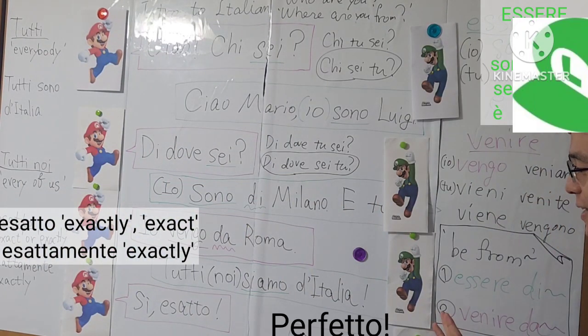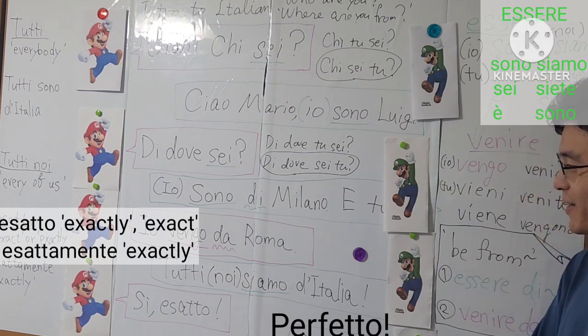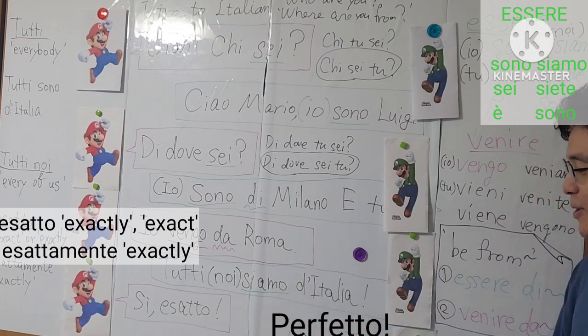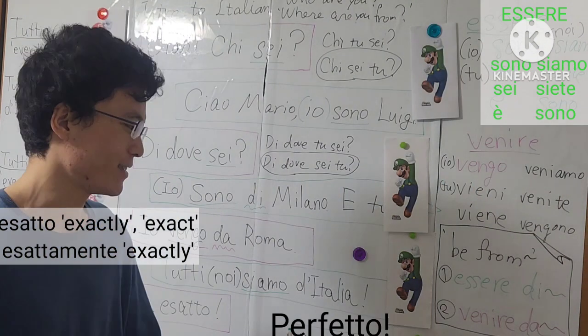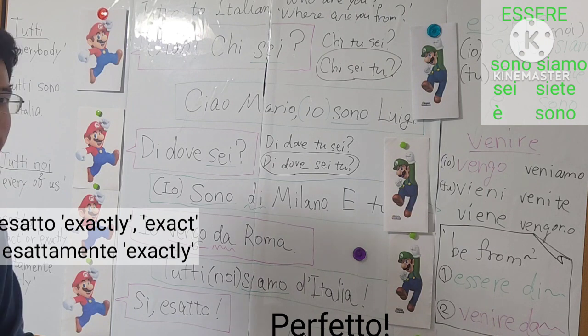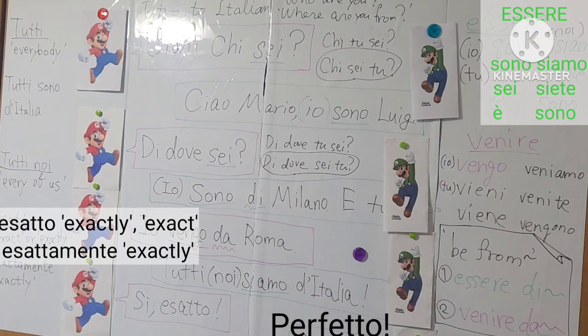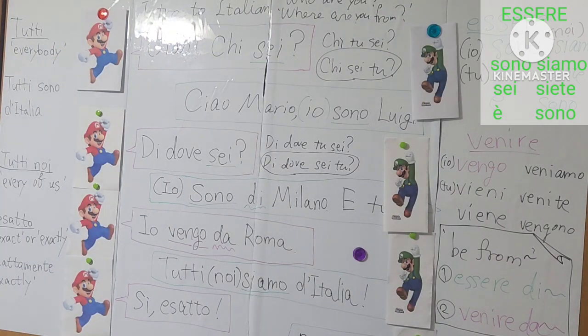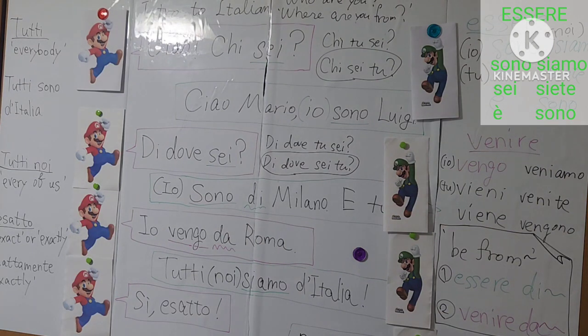Perfetto. Perfetto. Can you guess the meaning? Yeah, this is even easier than esatto, no? Perfect. Yes, right, perfect. Perfetto. Yeah, one word. Just perfect. Parfait in French. Okay. So we reviewed every part of the whole conversation between the two famous brothers, Mario and Luigi.